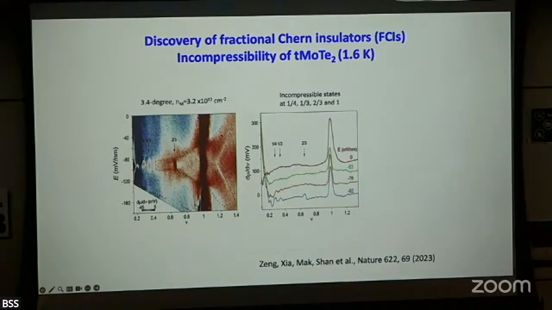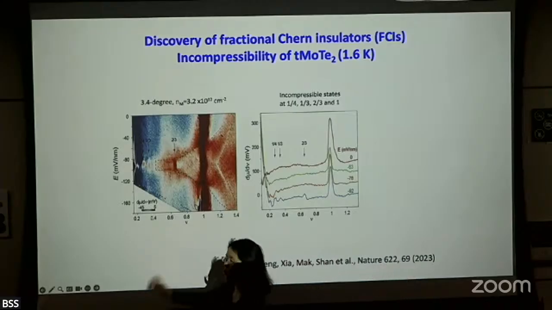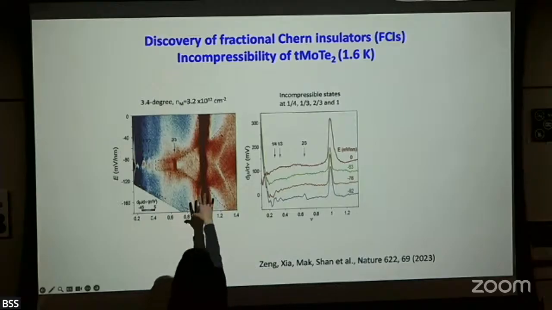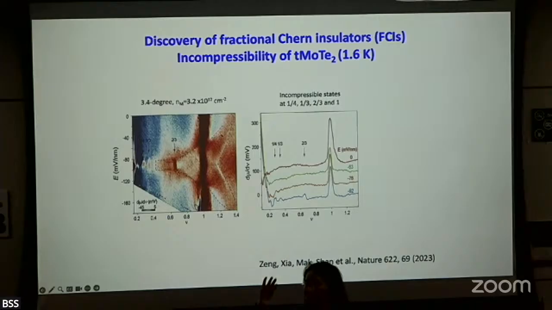It's the derivative, the differential change of the chemical potential as a function of density. So this x-axis is the doping density in this moiré material, and the unit is how many charges per unit cell. And the y-axis is the displacement field. You see this very red part, and that means you have a very large incompressibility.